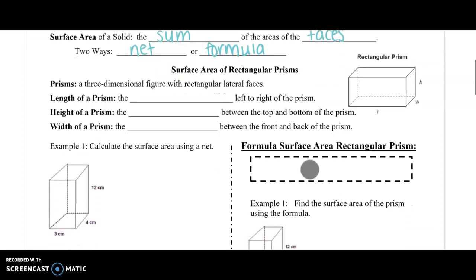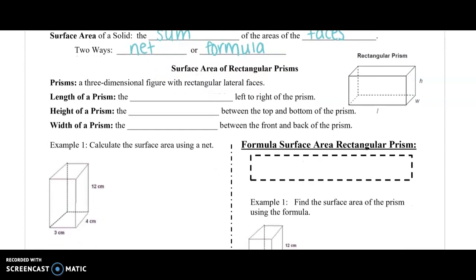Okay, so the surface area of rectangular prisms. A prism is a three-dimensional figure with rectangular lateral faces. Imagine you were holding a box: there would be 6 different sides that you could touch that are all rectangles in their own shape. The length of a prism is the distance left to right.